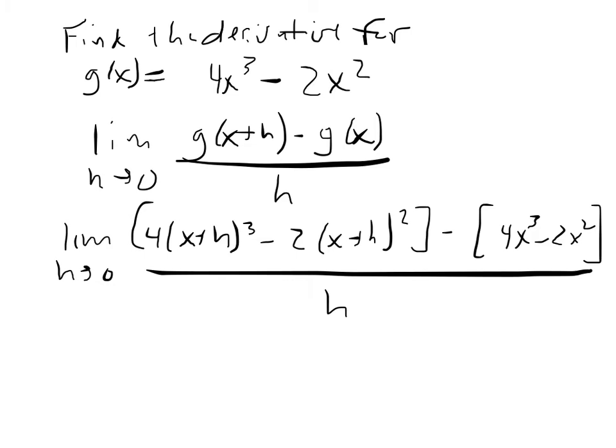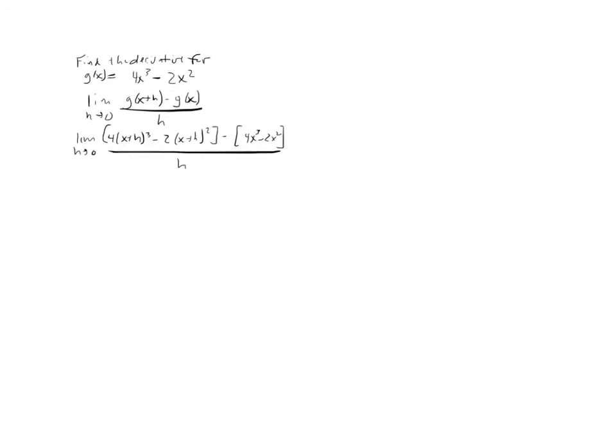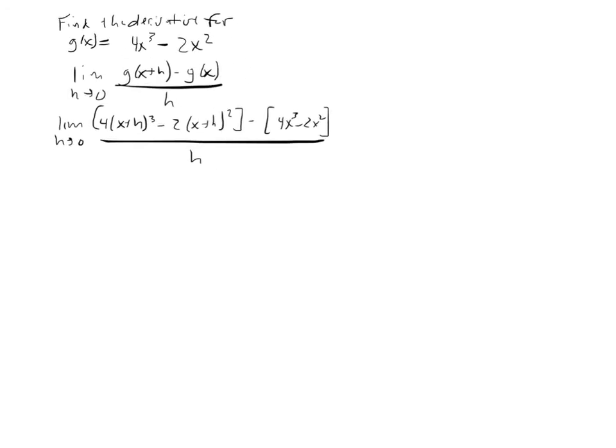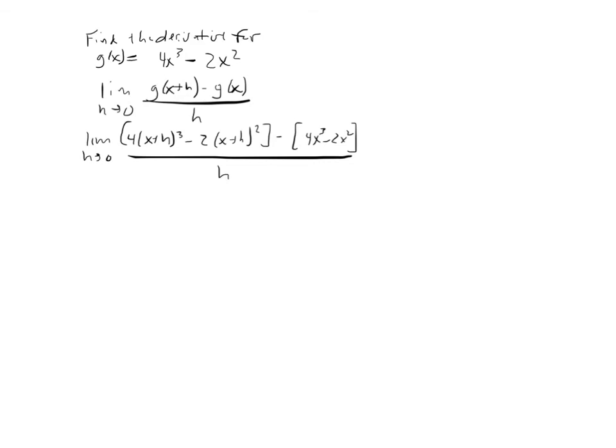And I look at that, as h goes to 0, I get 4x cubed minus 2x squared minus 4x cubed minus 2x squared, I get 0. And in the denominator, I get 0. I get that 0 over 0, which means I can't, as of right now, evaluate this expression. And so we want to expand, manipulate algebraically, and see what we can come up with.